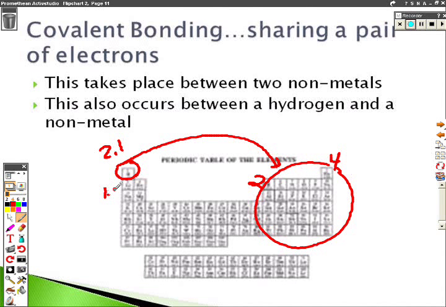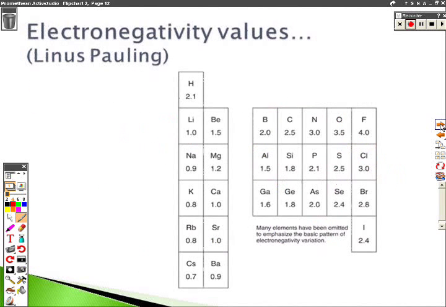This is a value of about 2, and this is a value of about 4. These are like 1 and down. It doesn't fit here. The only reason it's here again is because it has one valence electron. So hydrogen takes place in covalent bonding. Here's that scale again. See why it doesn't fit here and why it needs to move over here.